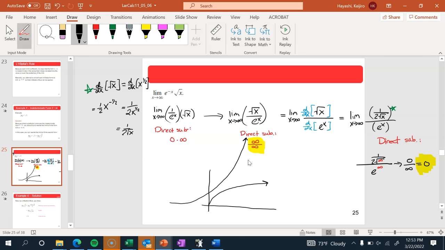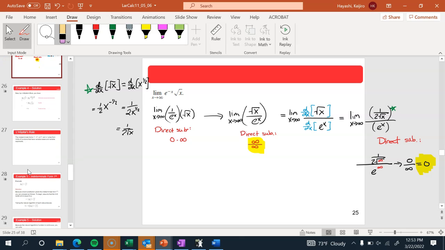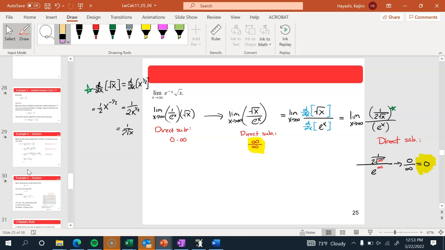So that e to the x on the bottom is growing much faster than the square root of x on the top, and so the growth of the bottom overshadows the growth of the top, and the whole thing shrinks down to 0 as you go off towards infinity. Not that that's required for understanding this, but all right. So the limit is just 0.